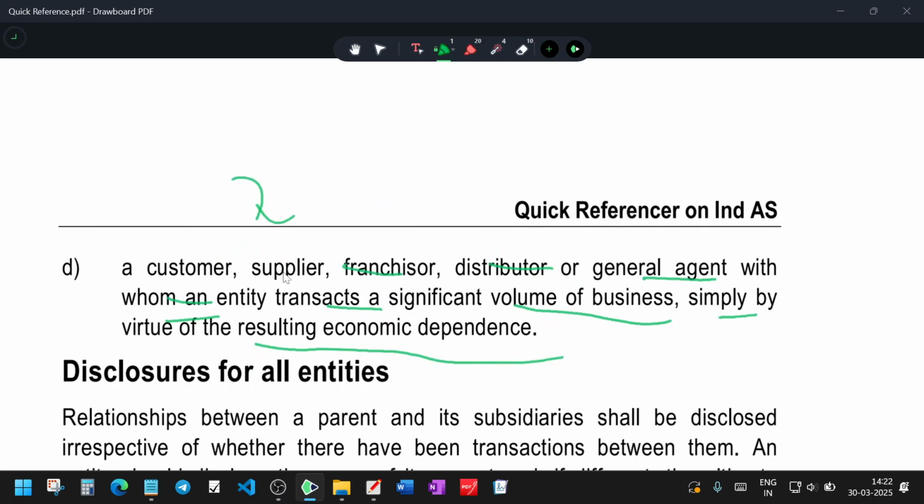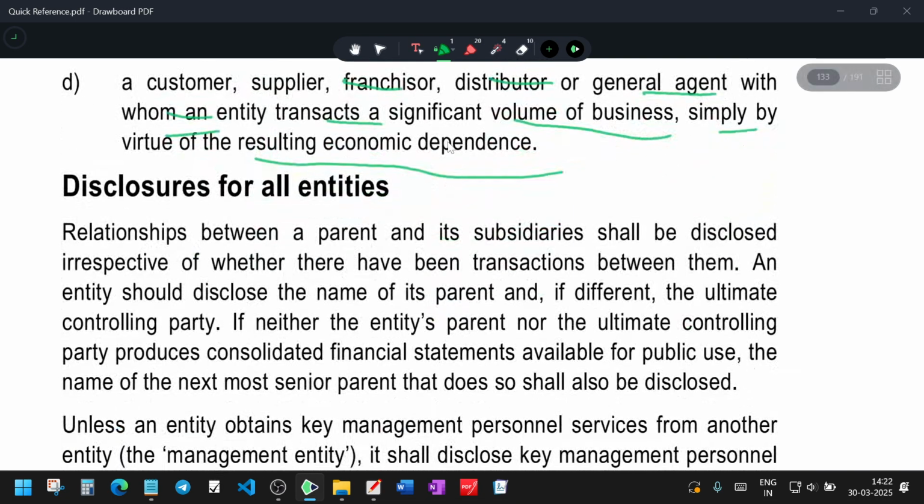Similarly, in the case of a supplier of material, one person may be supplying material to everyone. So when he supplies to us, it doesn't mean that we are related parties, even though he may be controlling us. You should see whether the distributor or general agent is actually affecting us or not. You should first find out the significance, and take into consideration the volume of business, the price, and the dealings. Now, the disclosures required of all entities.